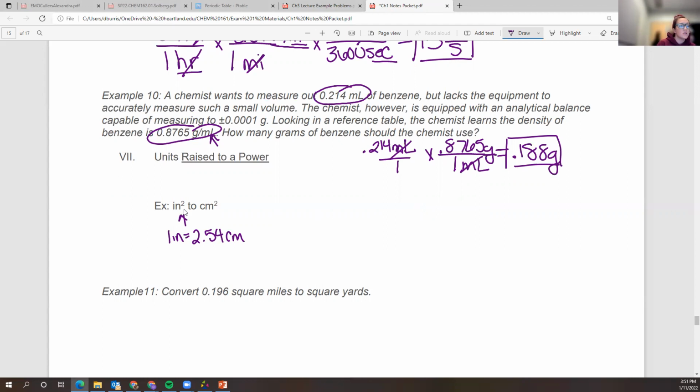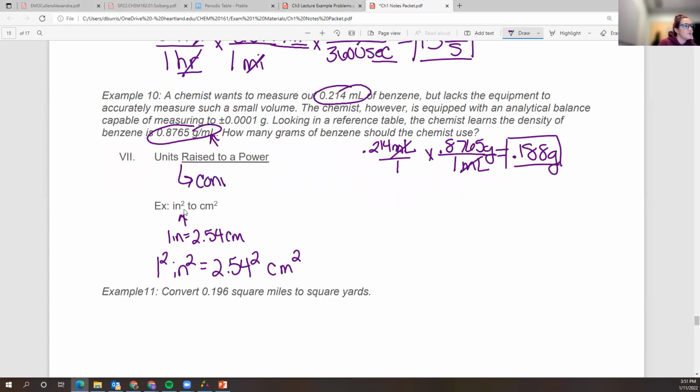If you actually want to turn this into a conversion, you have to square it: 1 squared, inches squared, equals 2.54 squared, centimeters squared. So you also have to square the number, okay? So keep that in mind when you're trying to do a conversion like this. So I'm going to go right here.